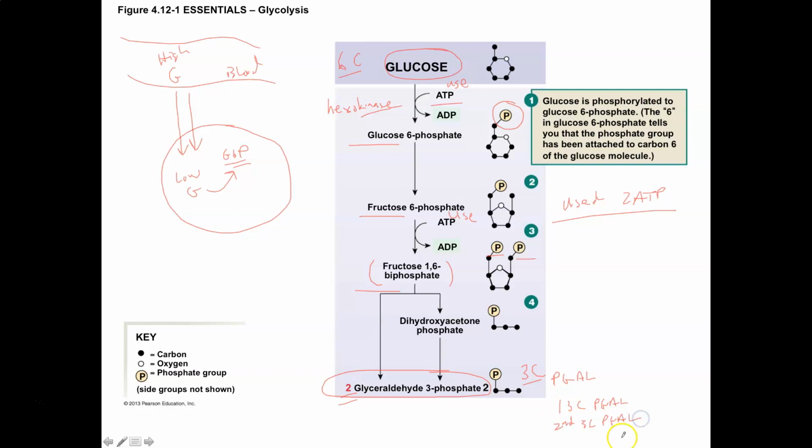And that takes care of the 6 carbons. 3 plus 3 is 6. So all the carbons are accounted for, but we're able to split this into 2 molecules. So if we're able to split this into 2 molecules, everything from this point on happens twice. So from phosphoglyceraldehyde on, we're actually doing this twice in the process of glycolysis. So 1 glucose is producing 2 of these phosphoglyceraldehydes.